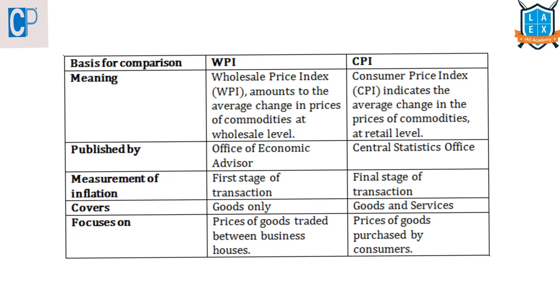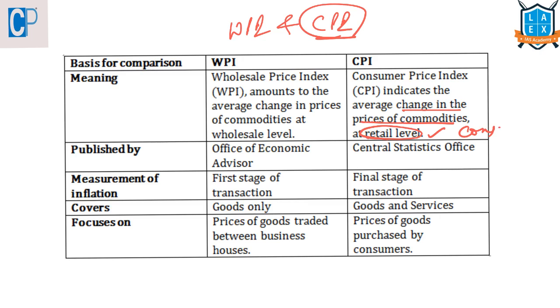Though it is not mentioned about this wholesale price index, it is very important for us to know the difference between wholesale price index and consumer price index. Here this consumer price index will indicate the change in the prices of commodities at the retail level. Retail level in the sense we will buy the goods from the retailer. So here it is at the consumer level, whereas wholesale price index will indicate the change in the prices of commodities at the wholesale level. Who publishes this? It is published by the Office of Economic Advisor, whereas CPI is by CSO.